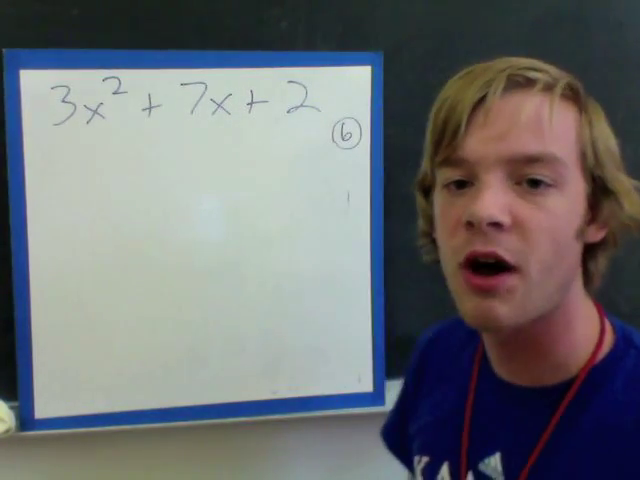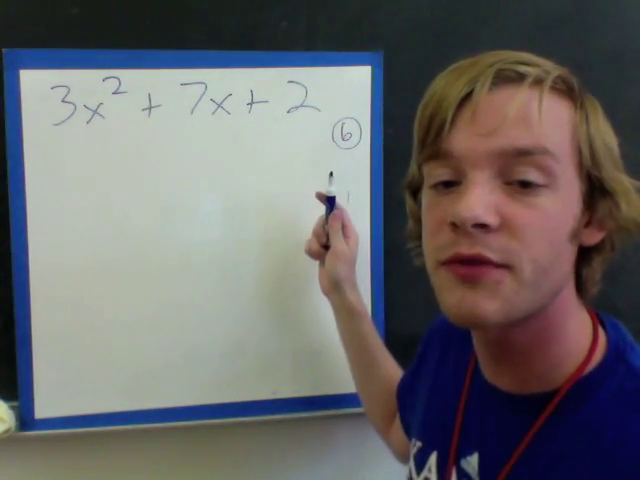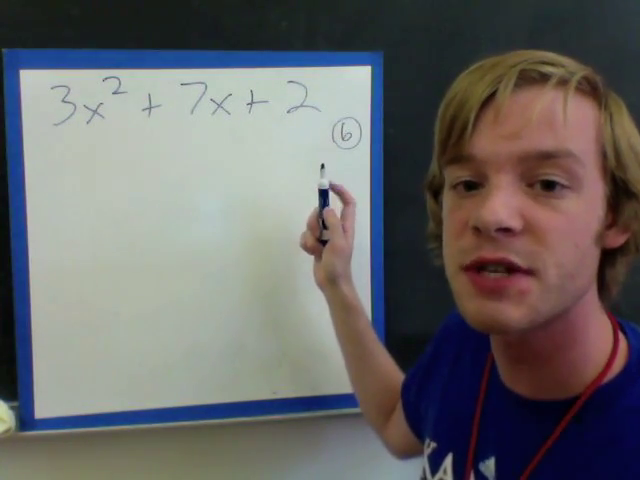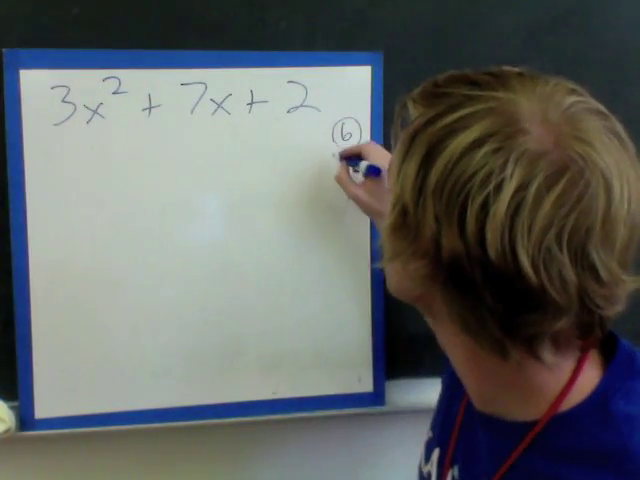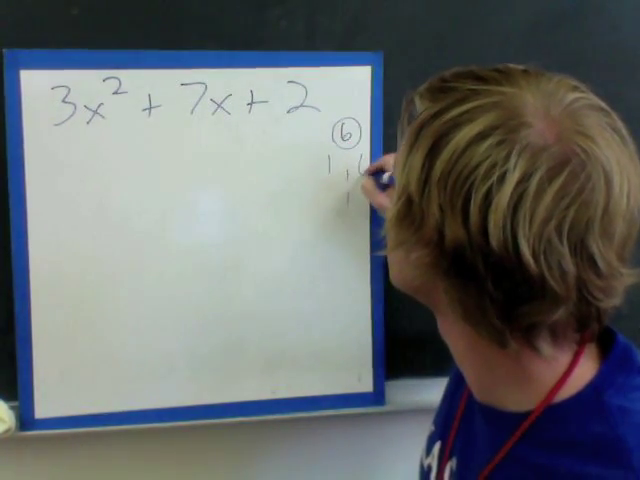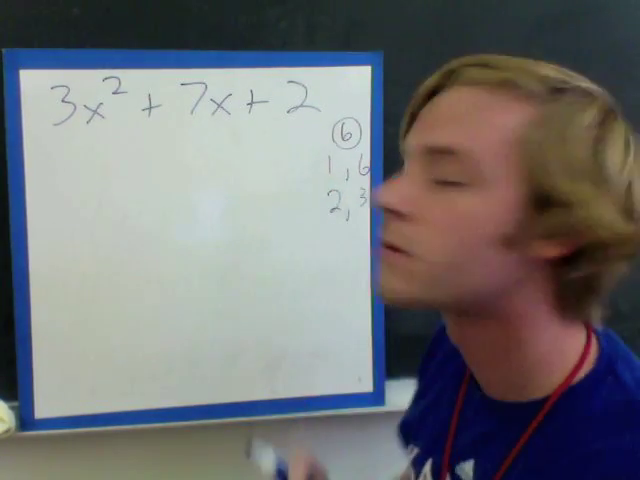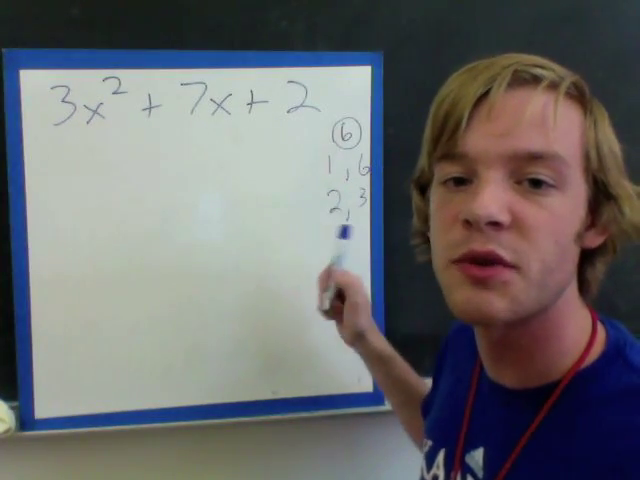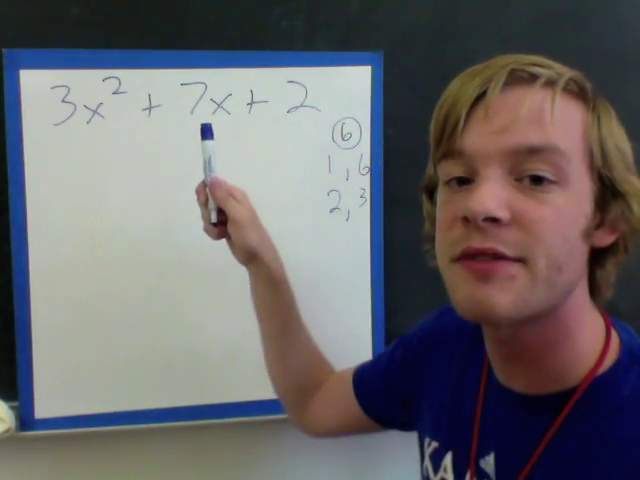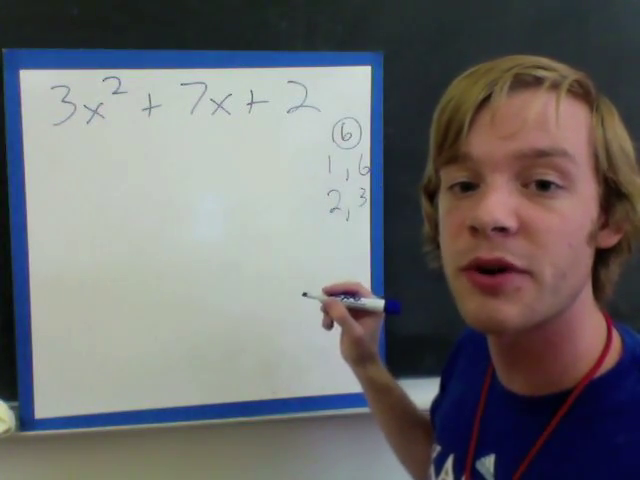I'm just going to put that off on the side because that's not actually part of the equation. This is the number we need to find our factors of. So factors of 6, we have 1 and 6, and 2 and 3. Okay, so we've got our two pairs of factors, 1 and 6, and 2 and 3. We want to find the pair that adds to 7. So we see that 1 and 6 adds to 7, so that's the pair we're going to use.